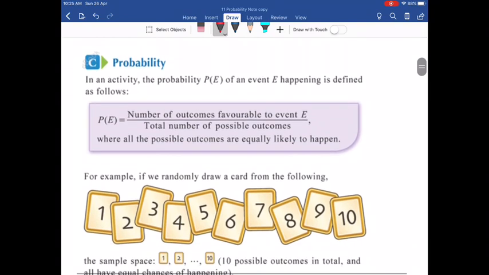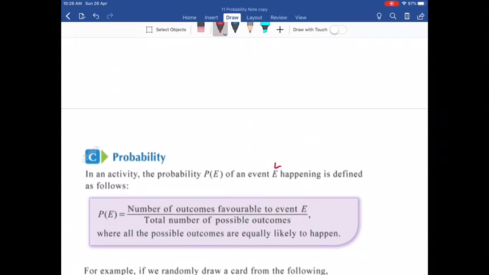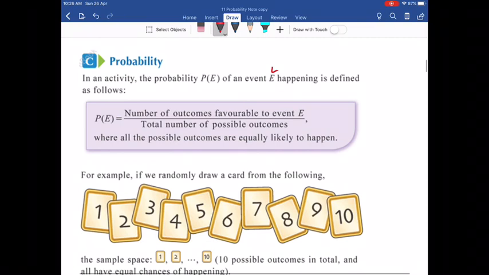So we go to the definition of probability. The probability of an event E is defined as the number of outcomes favorable to event E divided by the total number of possible outcomes. You may not understand very well, so let's raise a few examples.